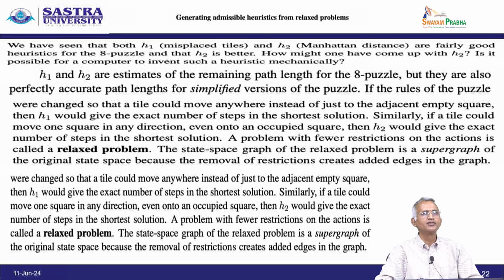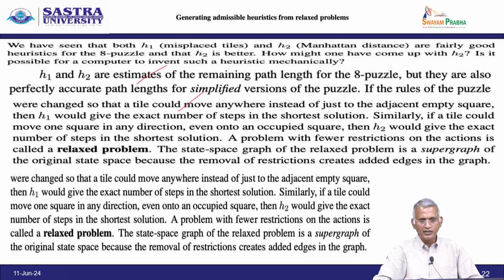H1 and H2 are estimates of the remaining path length of the 8 puzzle, but they are also perfectly accurate path lengths for simplified versions of the puzzle. If the rules of the puzzle were changed so that a tile could move anywhere instead of just to the adjacent empty square, then H1 would give the exact number of steps in the shortest solution. Similarly, if a tile could move one square in any direction, even onto an occupied square, then H2 would give the exact number of steps in the shortest solution.